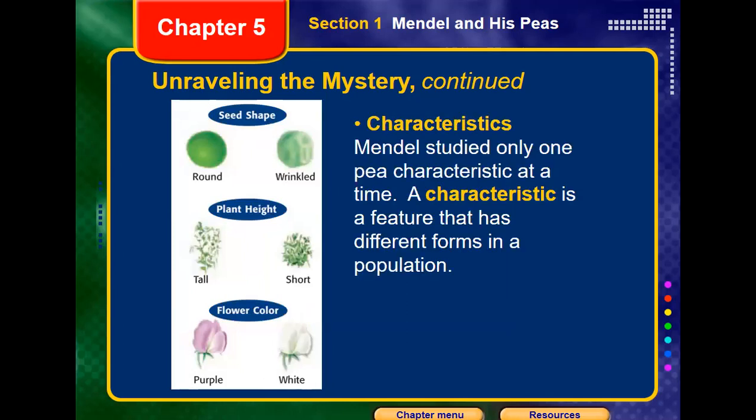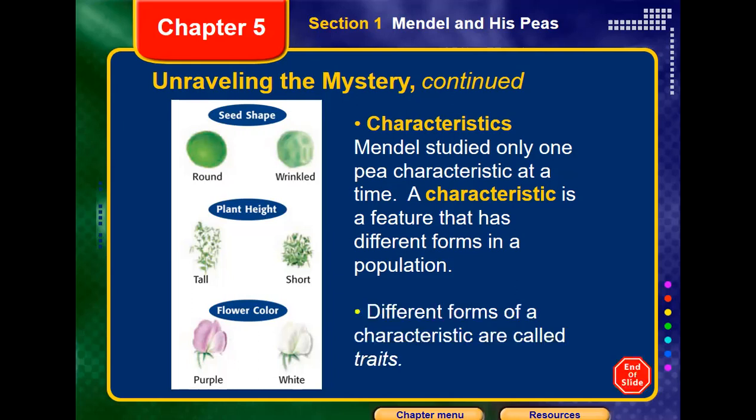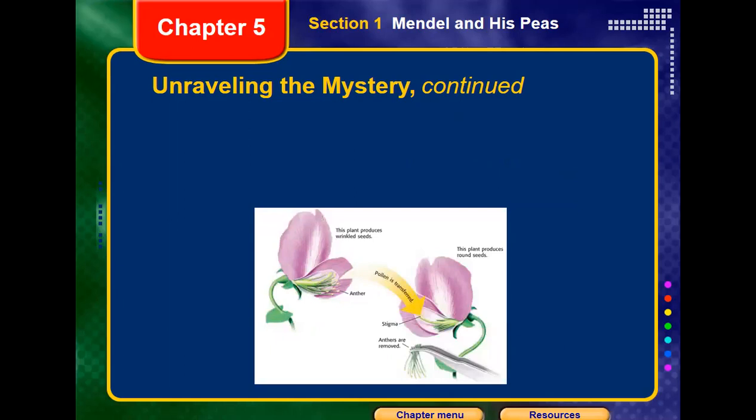Here are some of the characteristics, or traits, observed by Mendel. For example, the seed shape could be round or wrinkled. The height of the plant, sometimes plants are tall and sometimes short. The flower color, some plants are purple, some are white, and so on. That is the first observation Mendel made in the pea plant.